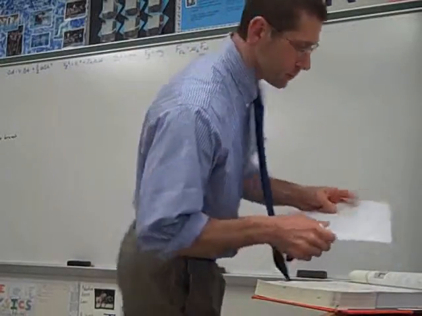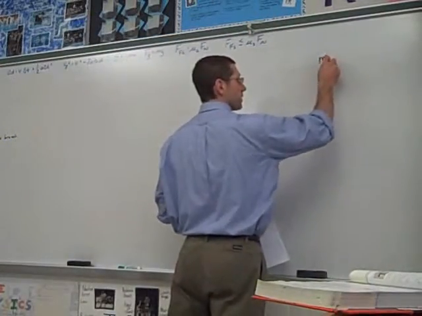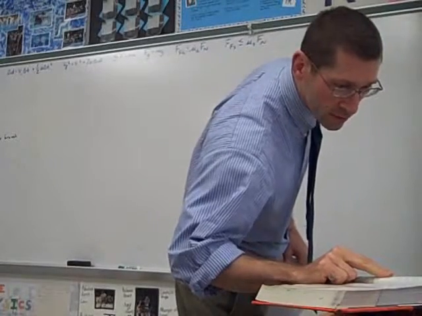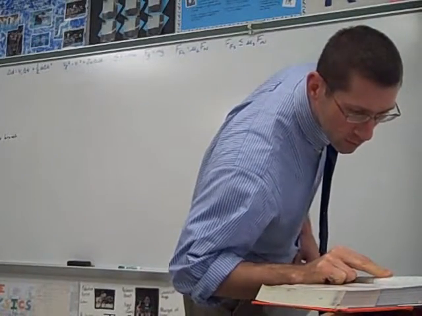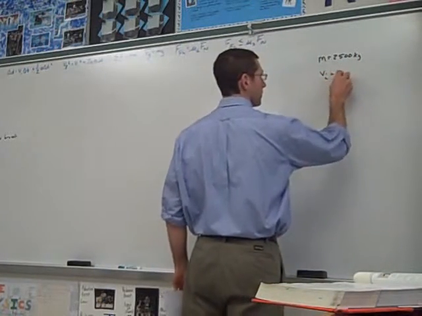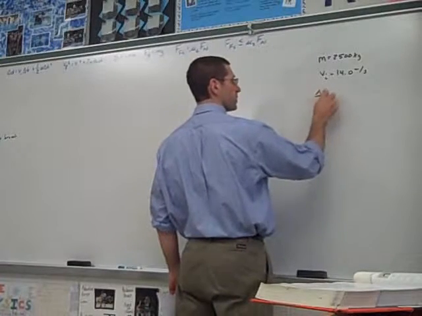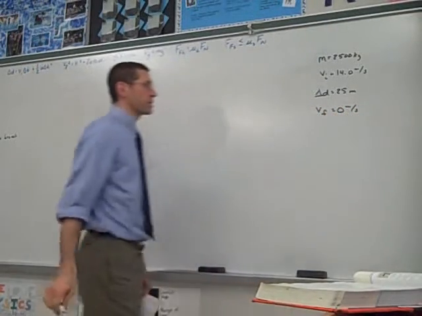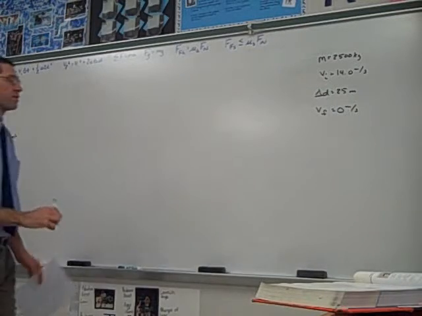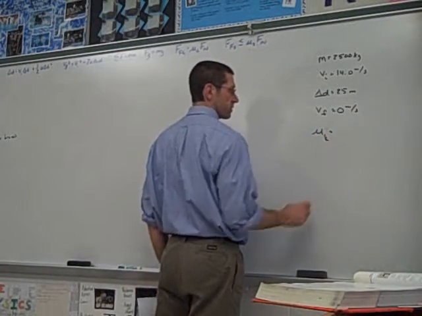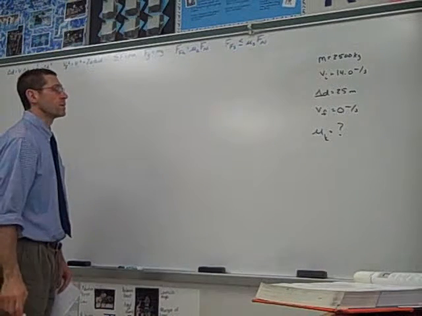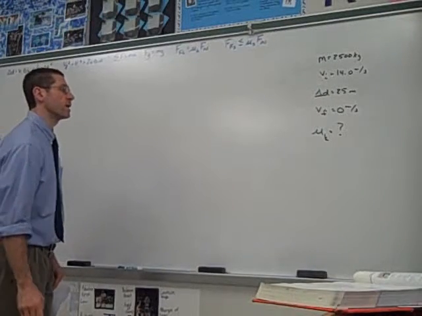So, let's see here. We know the mass of the car, 2,500 kilograms. Vi is 14 meters per second, and it goes 25 meters before it stops. So the displacement will be 25 meters. And then we know that when it comes to a stop, 0 meters per second will be the velocity. Ultimately, we want to find the coefficient of kinetic friction, right? And we know to get that, we need both the normal force and the value of kinetic friction. So let's look at the free body diagram for the car.